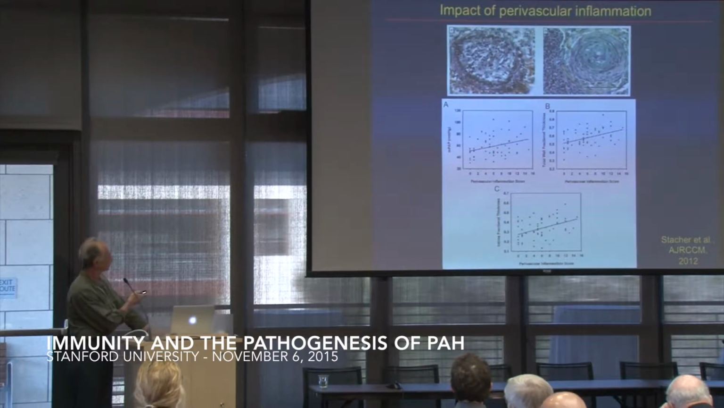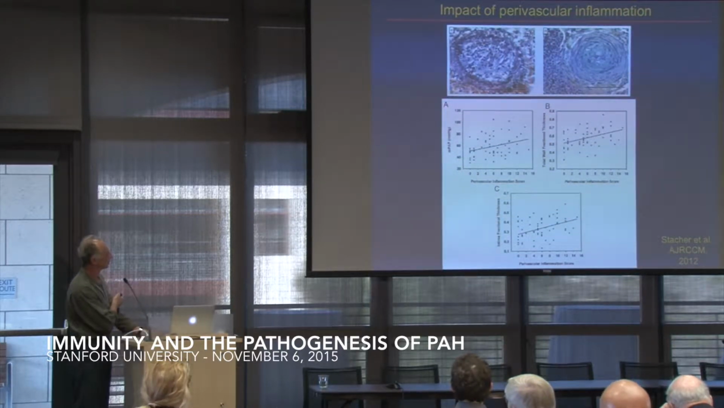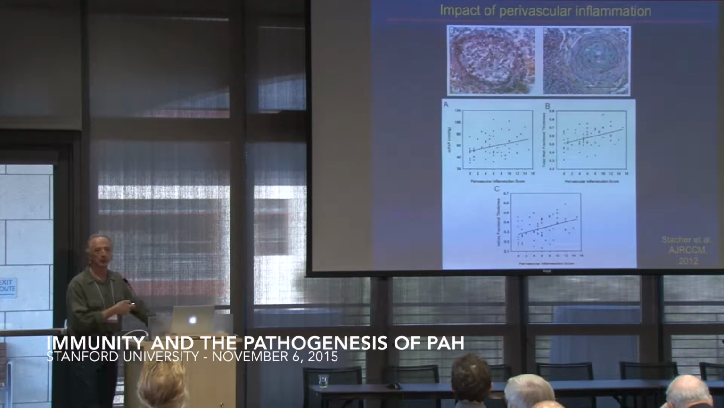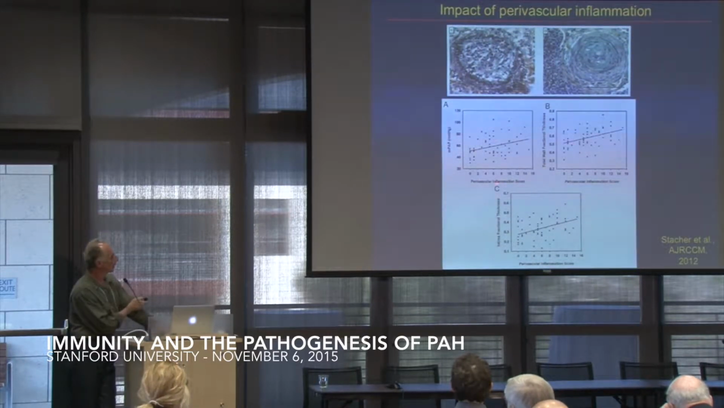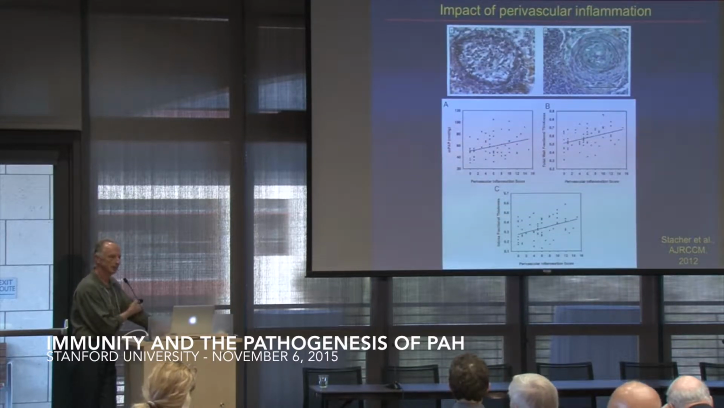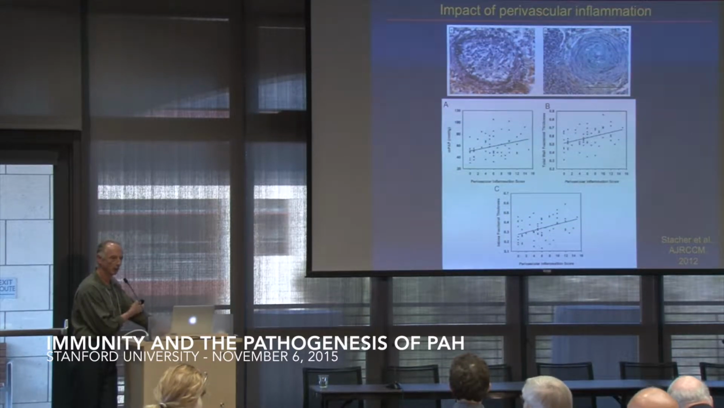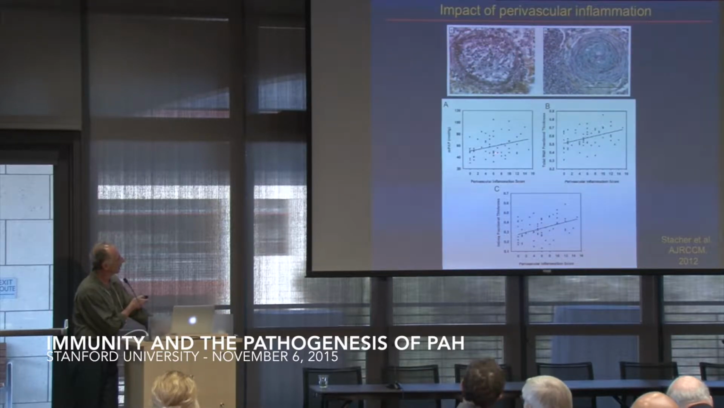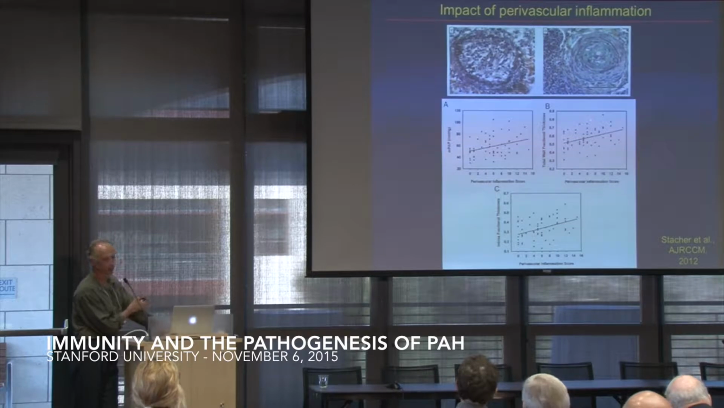You have seen this picture showing clustering of inflammatory cells, but this was the first time that actually the statistics worked out correlating what we call the perivascular inflammation score that was done semi-quantitatively, but pretty much reasonably quantitative. It's less opinion, but more quantitation. And with mean pulmonary artery pressure, but also with the remodeling.